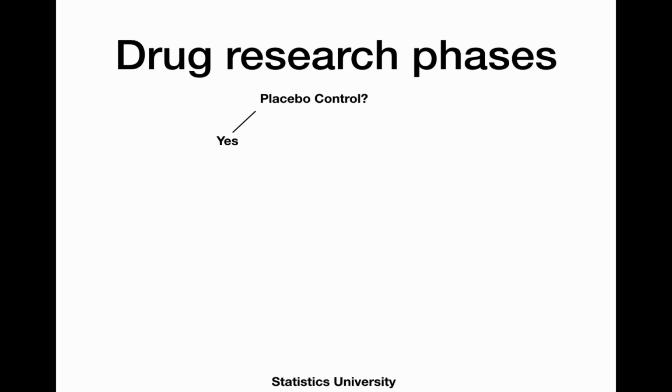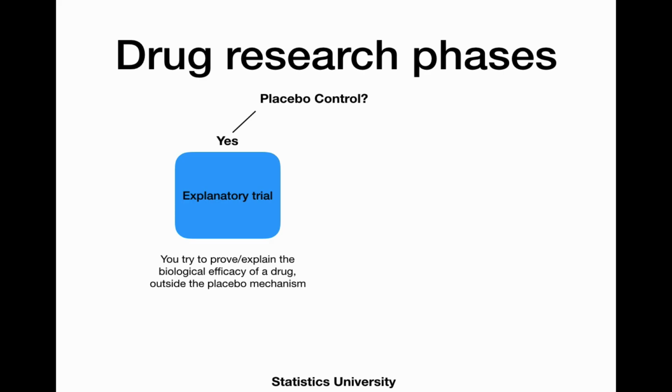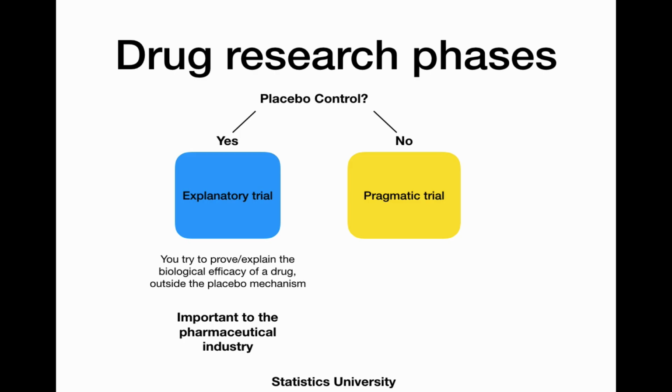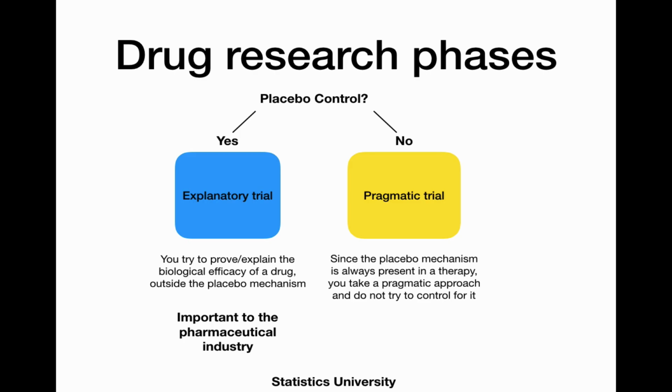If you use a placebo control, then we call that trial an explanatory trial, because you're trying to prove, or in other words, explain the biological efficacy of a drug outside the placebo mechanism. And that is actually important to the pharmaceutical industry. So if you don't use a placebo control, then that trial is called a pragmatic trial. And the thought behind this is that since the placebo mechanism is actually always present in a therapy, you just take a pragmatic approach and do not try to control for it.